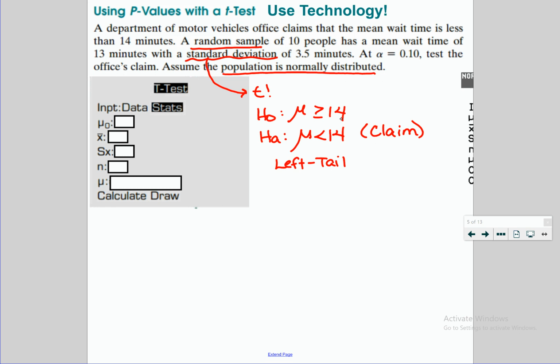Okay, things that we're going to fill in our calculator in a second. So the first thing it needs is the mean value from the null, or the alternative, it's the same thing. That's just our 14 that we're going to fill in there. Our x bar is our sample mean. They gave us that. That was 13. Sometimes you'll have to calculate that on your own. You can always use a spreadsheet or one variable statistics in your calculator. S for sample standard deviation was 3.5. Sample size here was 10.